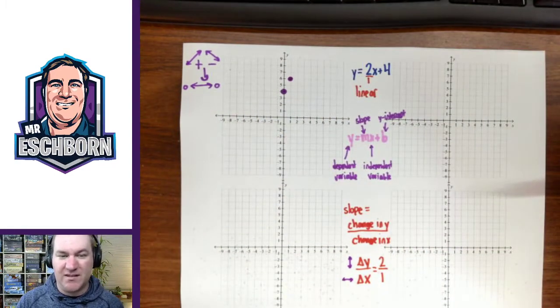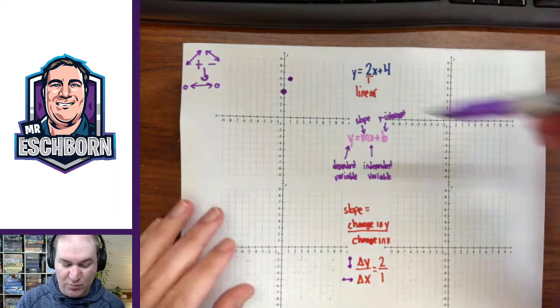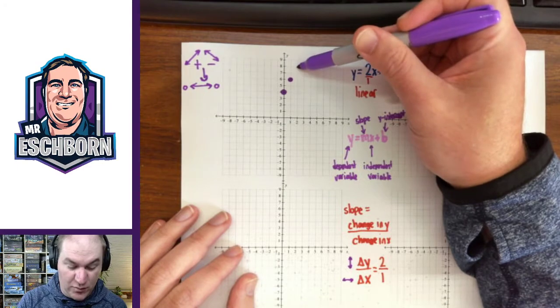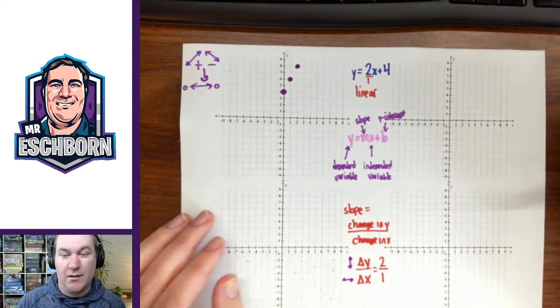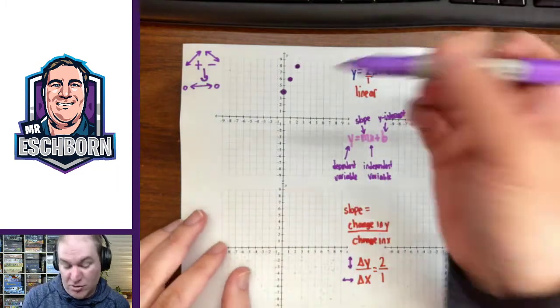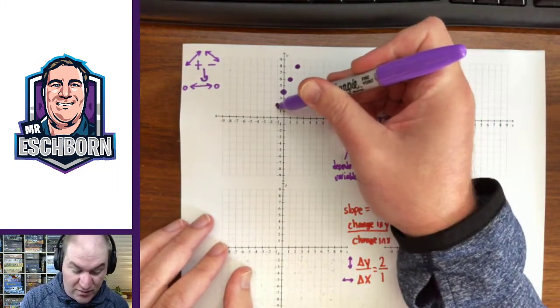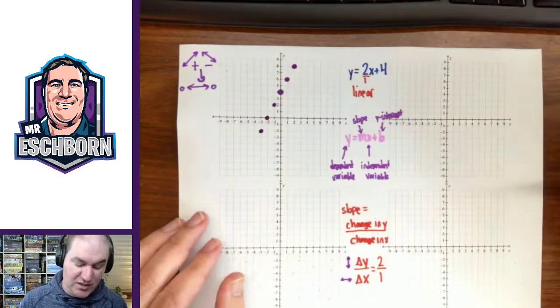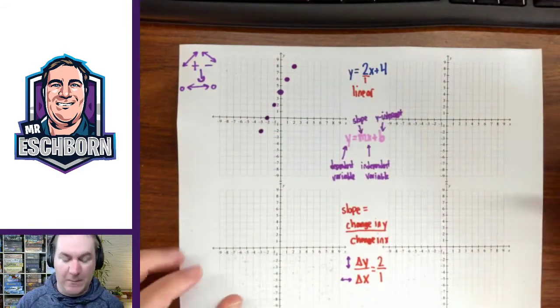But I can make as many points as I want. I'm going to make some more points. To get my next point, I would go up 2 and to the right 1. Now I'm out of room, so I can't go up 2 and over 1 anymore, but I can go down 2 and to the left 1, down 2, to the left 1, down 2, to the left 1. I can make as many points as I want.